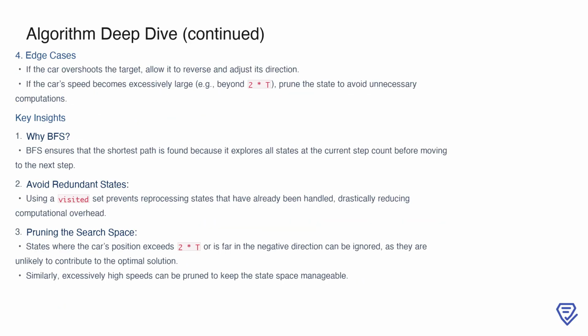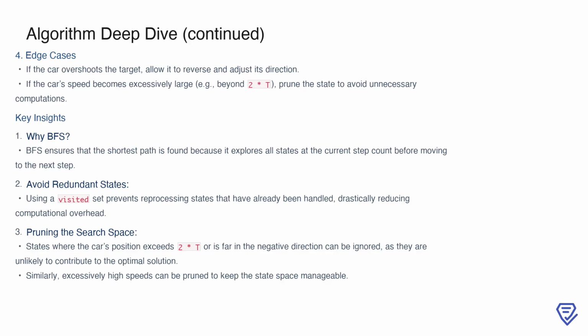To handle edge cases, we allow the car to reverse direction if it overshoots the target, enabling it to adjust its position. Additionally, we prune the search space by ignoring states where the car's position exceeds 2 times the target or becomes excessively negative, as these are unlikely to contribute to the optimal path. Similarly, speeds that grow too large are pruned, as they may lead to unnecessary exploration of irrelevant states. The BFS approach is particularly effective here because it guarantees that the first time we reach the target, it will be with the minimum number of steps.